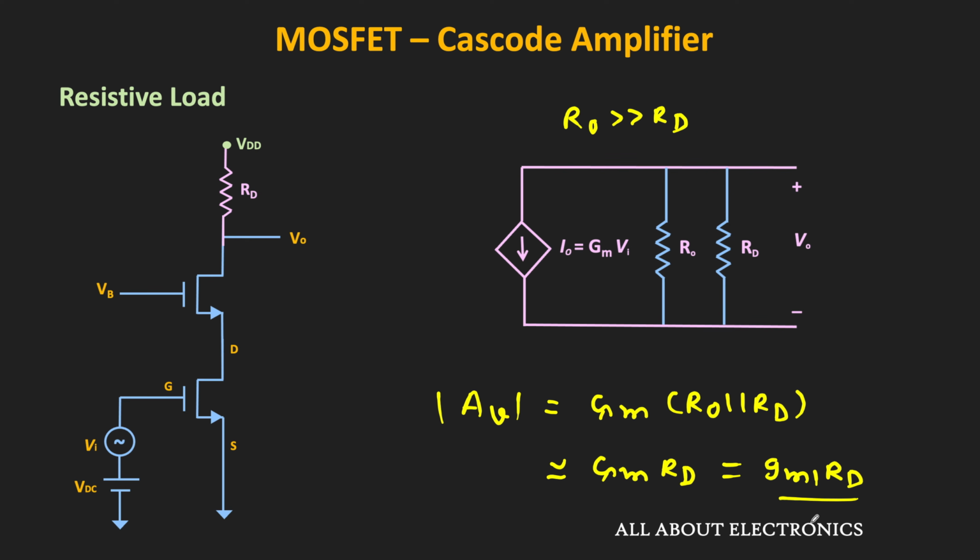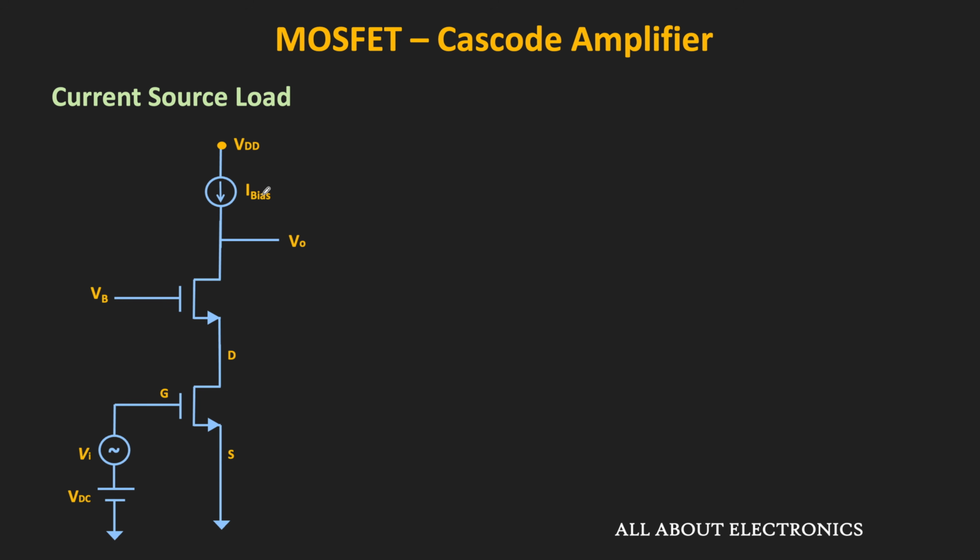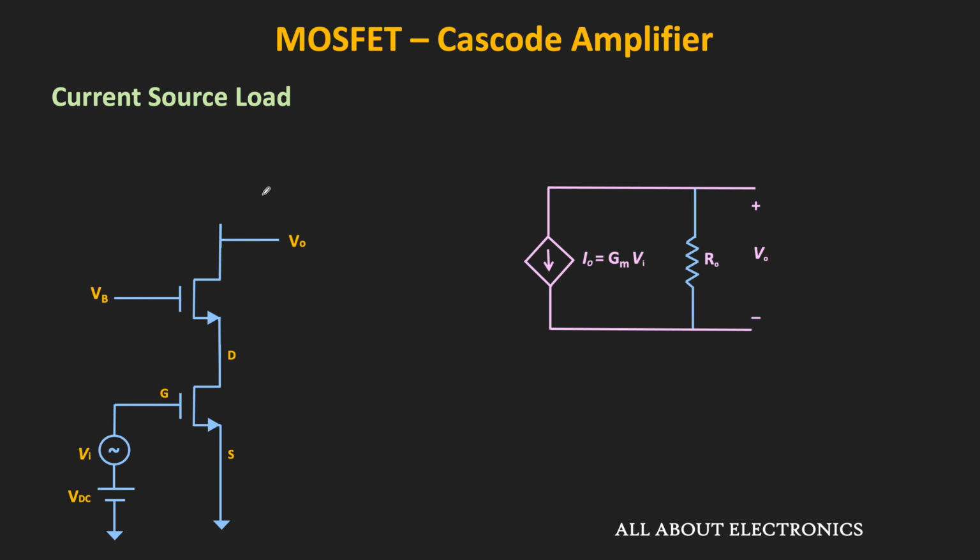So to improve this gain, instead of the resistive load, an active load should be used. If we use an ideal current source as a load, then for the AC analysis, this current source will act as an open circuit. And in this case, the voltage gain will be equal to Gm times Ro, or we can say that it is equal to gm1 times Ro, where Ro is the output impedance of this cascode stage. So with the ideal current source, the voltage gain of the amplifier will be equal to the intrinsic gain.